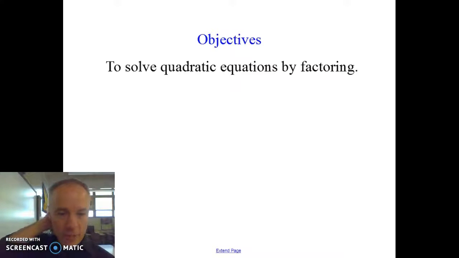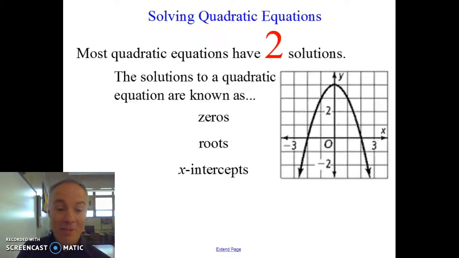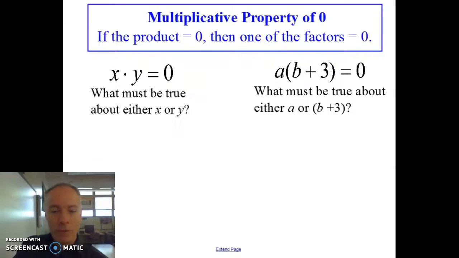Our objective in this video is to solve quadratic equations by factoring. So, just to be reminded that most quadratic equations have two solutions. The solutions to the quadratic equation are also known as the zeros, the roots, and the x-intercepts. And in this case, the x-intercepts are right here at -2 and +2. So the zeros, the roots, the x-intercepts, the solutions are 2 and -2.